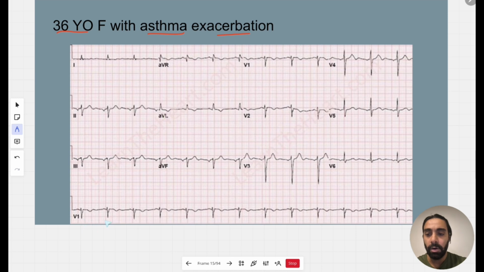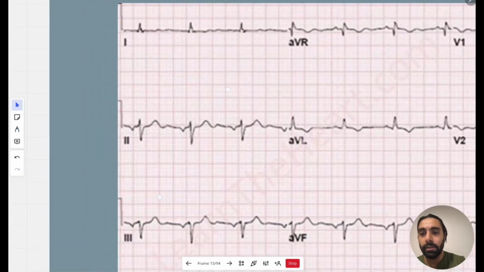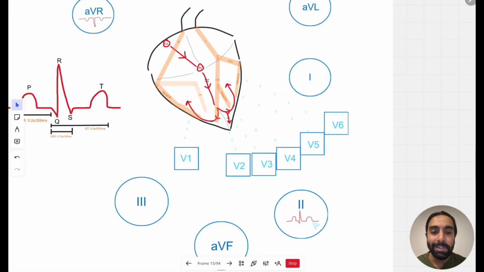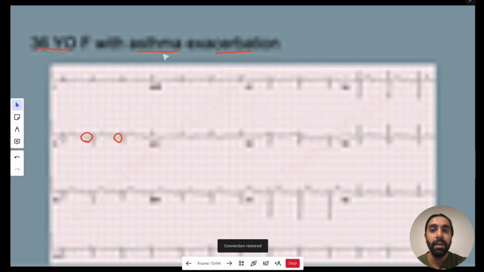The R to R is pretty regular. There's a P wave before every QRS, but there's not a positive P wave in lead 2. So this is what's called an ectopic atrial rhythm. That means that it's not coming from the sinus node. Remember, lead 2 sees depolarization coming towards it as positive. So if depolarization is going away from it, it's going to be an upside down or inverted P wave.